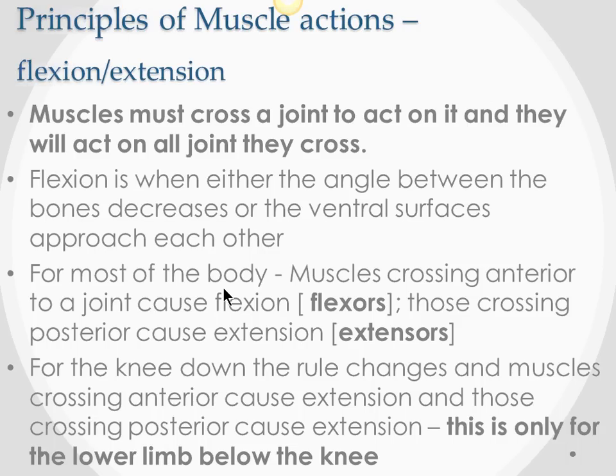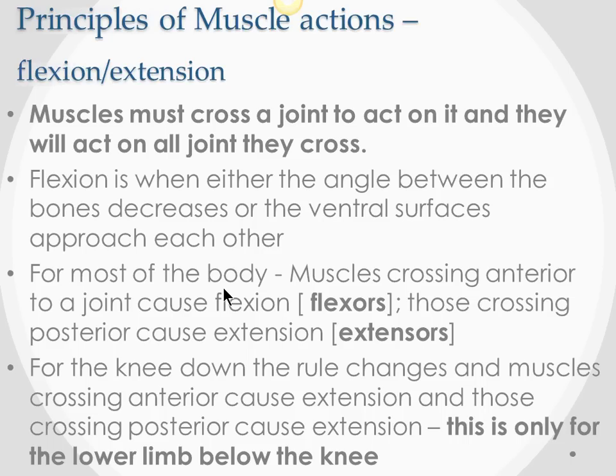Okay, so here let's look at some principles of muscle action and try to understand this well, because this will really help you with the lab. First of all, a muscle has to cross a joint in order to act on it, and however many joints it crosses, it will act on those joints. Okay? So that's one very important thing to remember. It has to cross the joint in order to act on it, and however many joints it crosses, it will act on all of them.